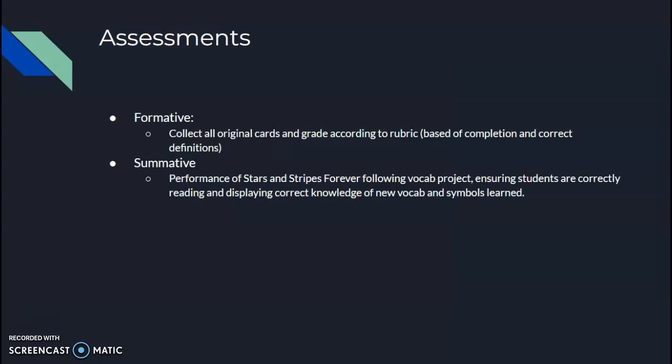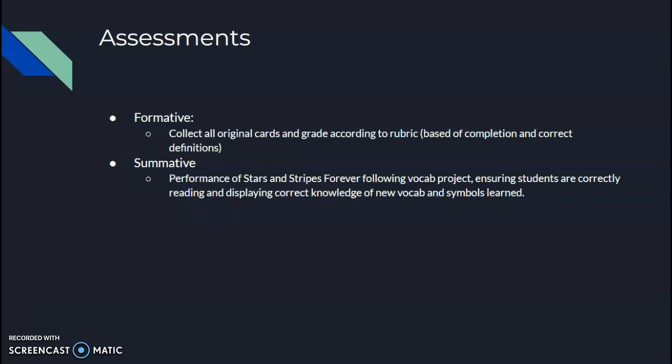So how I would assess this is I would start off by just collecting all of the original cards and grading them according to a rubric. I would pretty much just use this off of completion, making sure that they got the symbol right, make sure they got the definition right. But overall, as long as they did it correctly, they get the points for it.